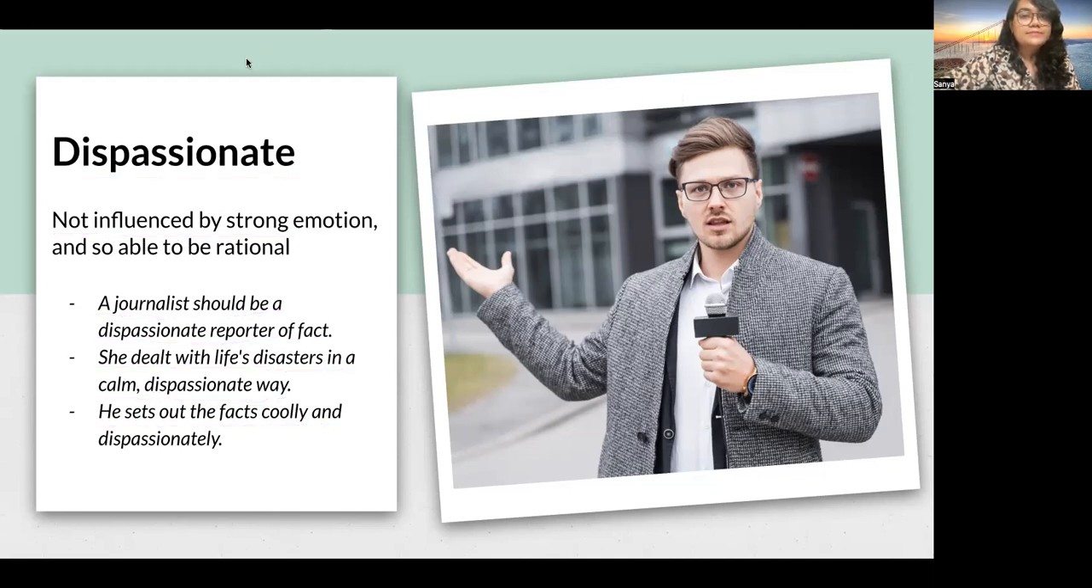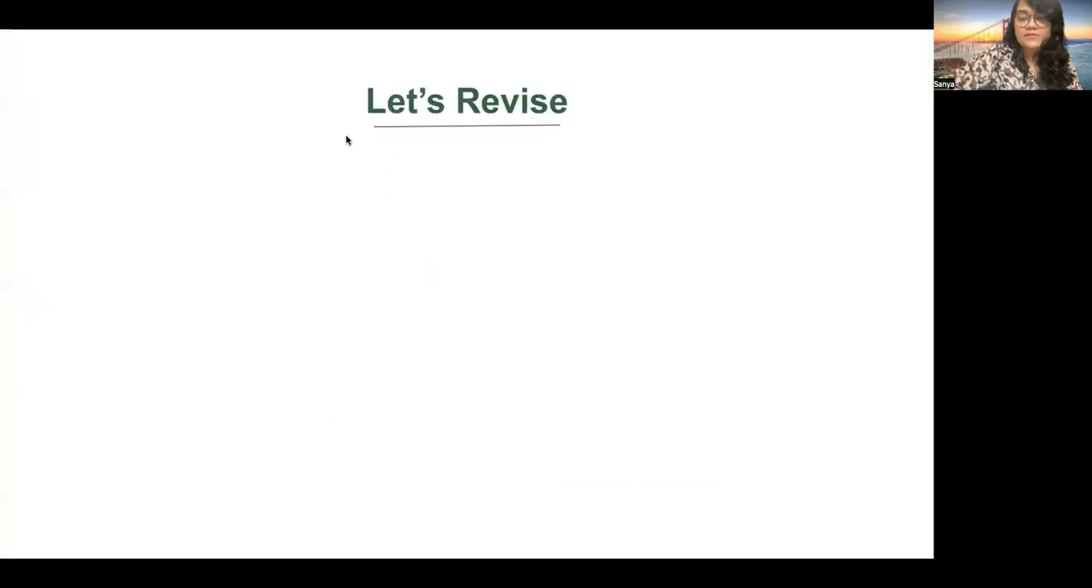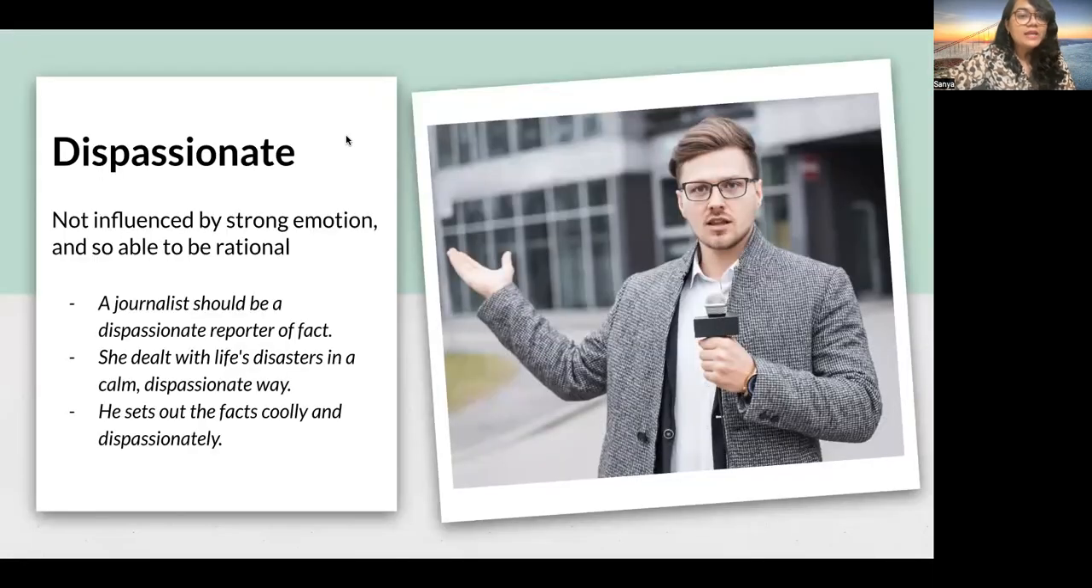All right. Let's revise. Dispassionate: not influenced by strong emotion, and so able to be rational. For example, a journalist should be a dispassionate reporter of fact. That means they should not let strong emotions overpower their rational thinking. They should always be the ones who are dispassionate. That means the ones who think rationally and do not let emotions come in between.